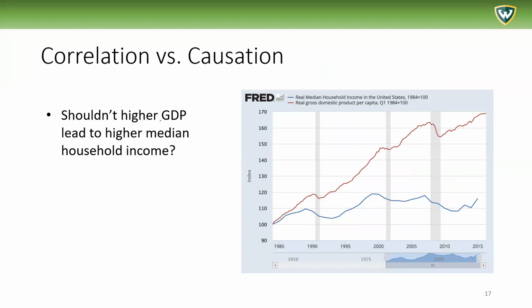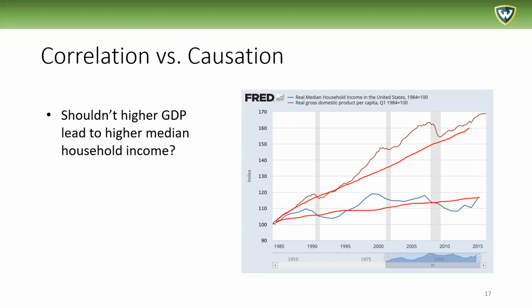Another example here: shouldn't higher GDP lead to higher median household income? See the data here. The blue is real median household income in the United States, and the red is real gross domestic product, GDP per capita, which is all the expenses, costs, inputs, and incomes in the economy. You see the GDP going up, up, and up, very high, but you see the median household income not going that high. And actually, I showed a graph before of this broken down.